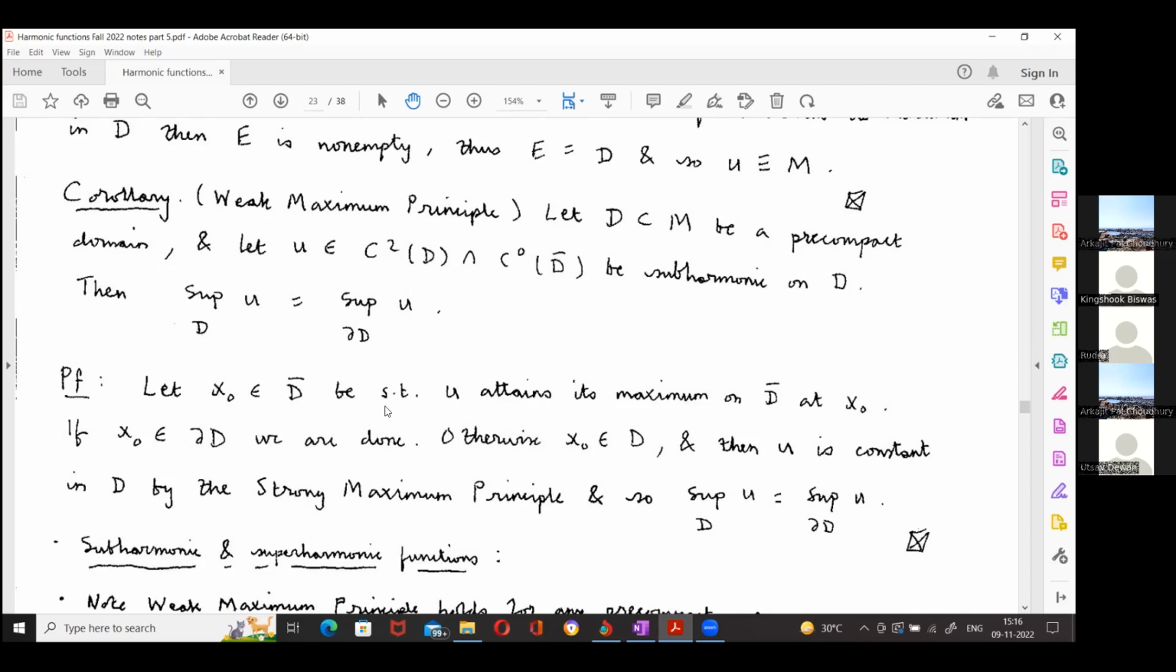So let X naught be a point in D closure where U attains its maximum. If X naught belongs to the boundary of D, then we're done. Otherwise, X naught belongs to D, and then by the strong maximum principle, U is constant on D. And so if it's constant, the supremum over D is the same as the supremum over the boundary of D. Okay.